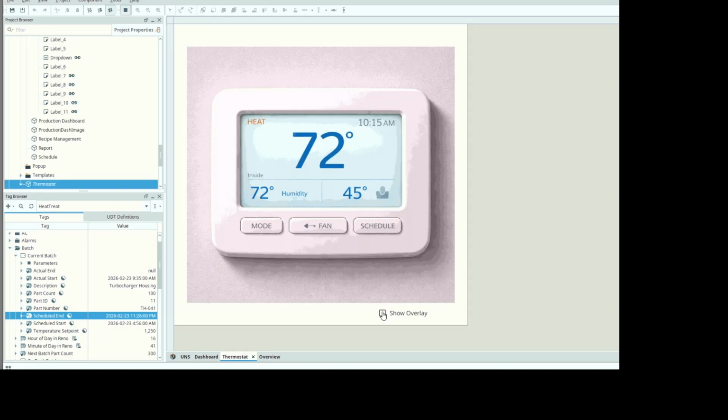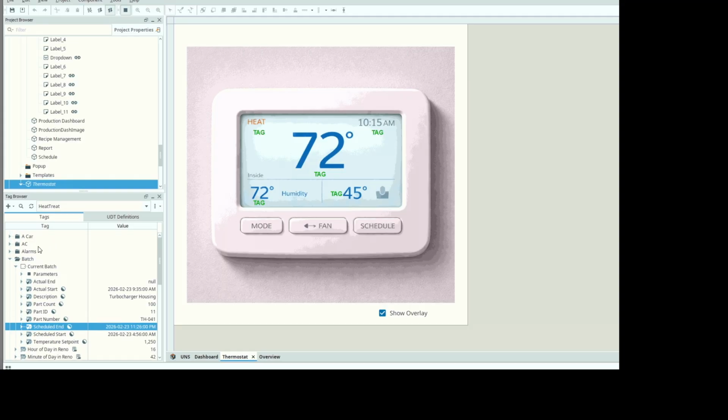And from an industrial perspective, looking at tags, each one of these values would be a tag. So the mode that we're operating in, our current set point, what our current temperature that we're trying to control is, what our outside temperature is, and even the time could be a tag.